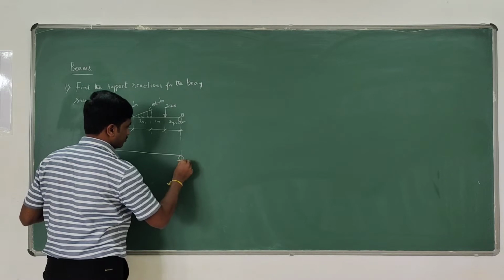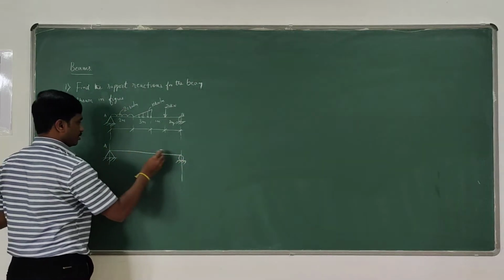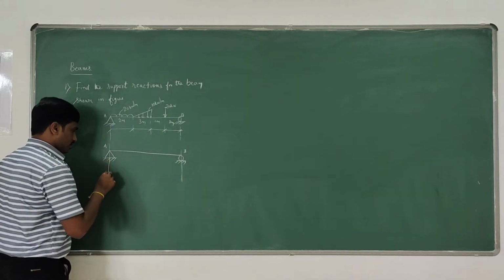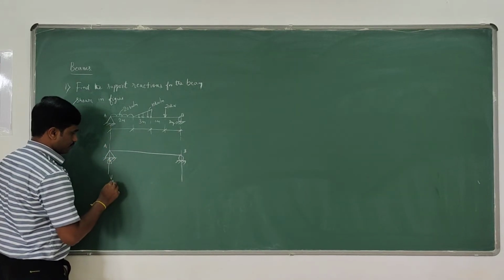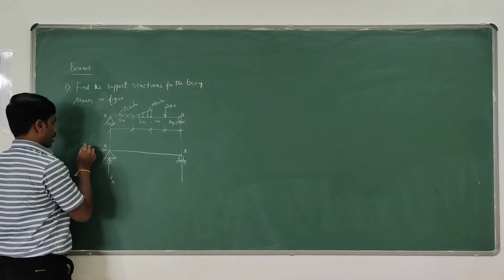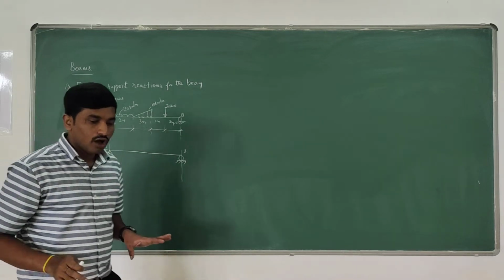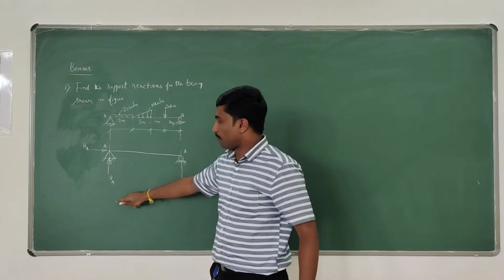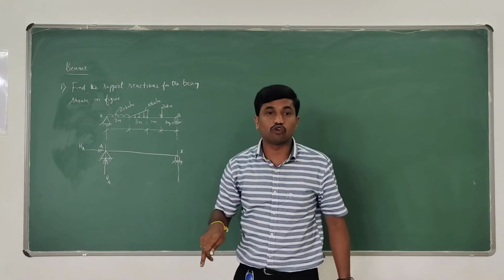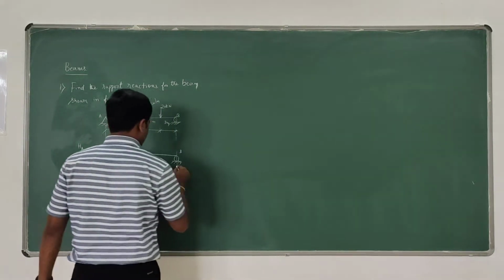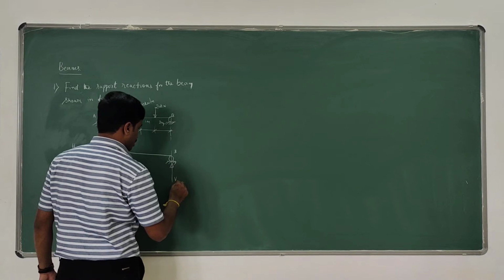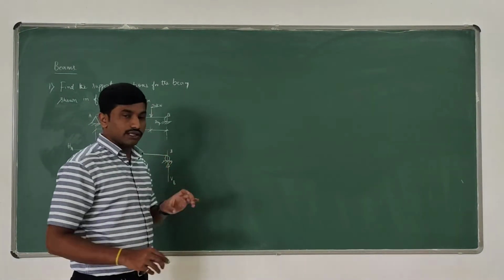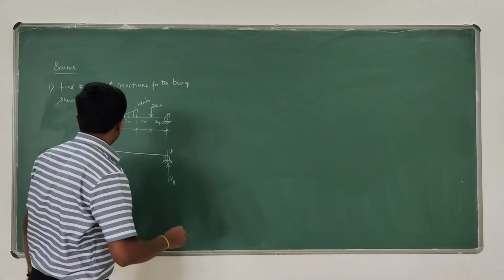Free body diagram. Here A, here B. The hinge support has two unknown reactions, VA and HA, and assume all positive directions in the beginning. Unknown reactions are assumed to be positive: upward force positive, right side acting force positive. And here it is VB, vertical at B, horizontal at A, vertical at B. This is a roller, that's why only one reaction.